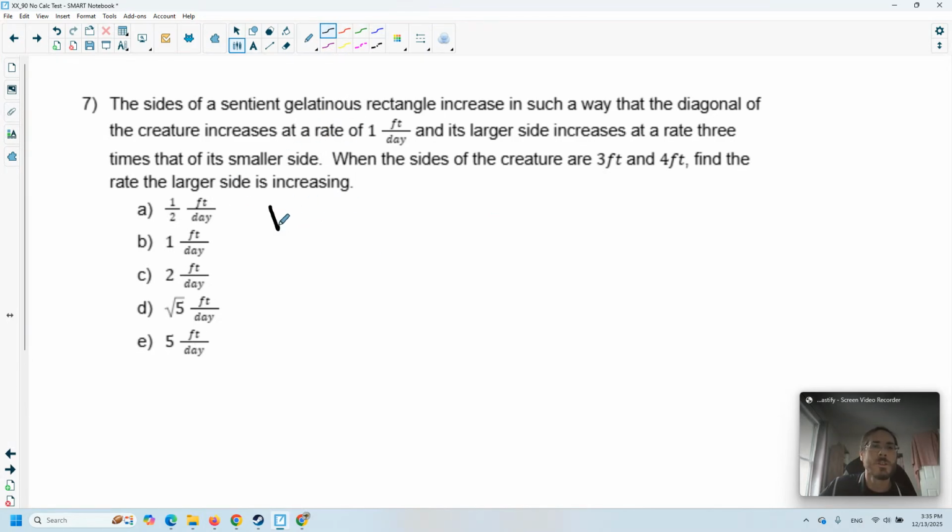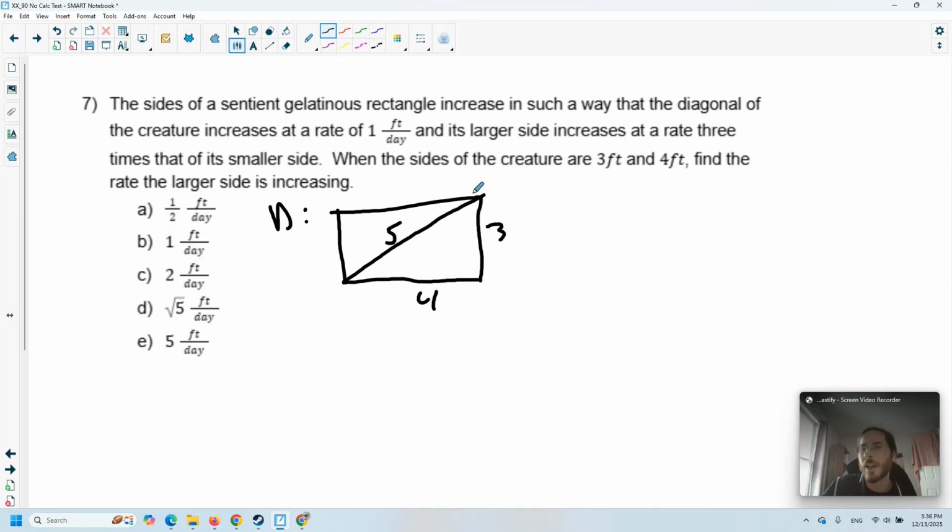This is another related rates question. So I want to draw the gelatinous rectangle. Some people had some very cute gelatinous rectangles, so I appreciate the nice drawings that we had. If we draw our gelatinous rectangle, we have our diagonal, which is increasing at 1 foot per day. The sides of the creature are 3 feet and 4 feet. So we know that our diagonal is going to have to be 5.